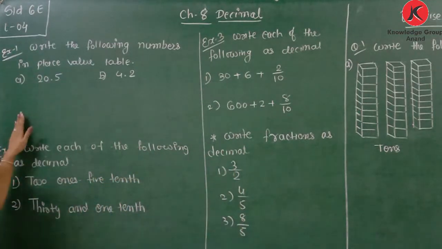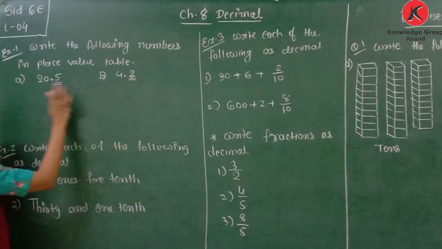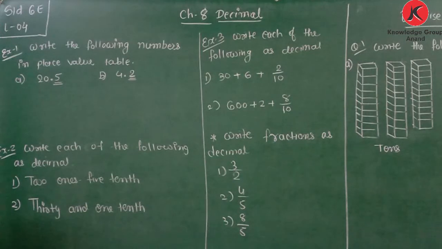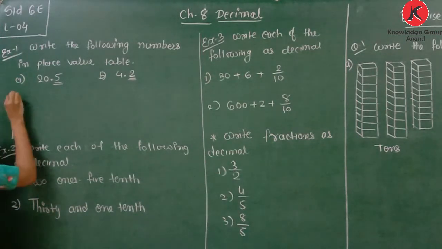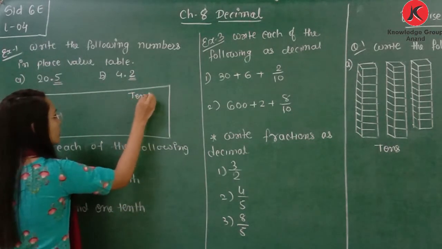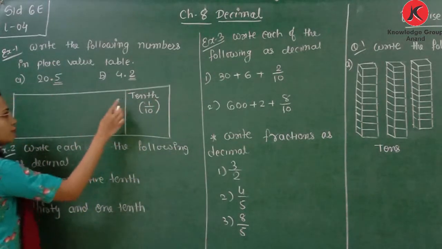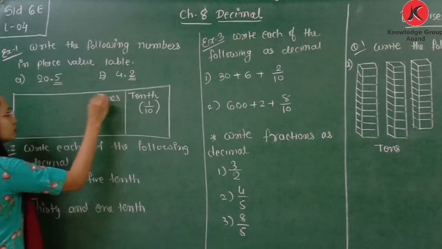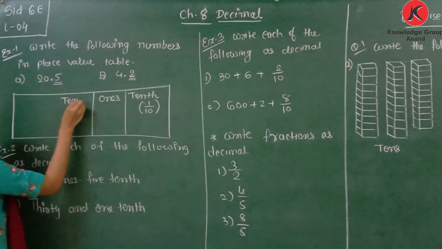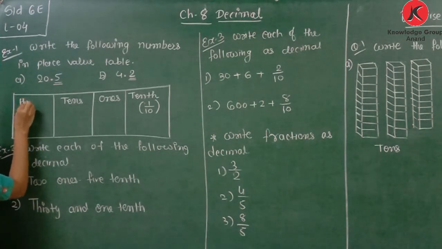So let's represent this as a place value table. Here you can see after the decimal there is only 1 digit, so this is the 10th place. Here it is also the 10th place. So we represent both numbers in a table. Here we can draw a table. Our first value will be the 10th, and 10th means it is 1 by 10. Now after that comes 1, then tens, and if there is a third digit, we can write it as 100.